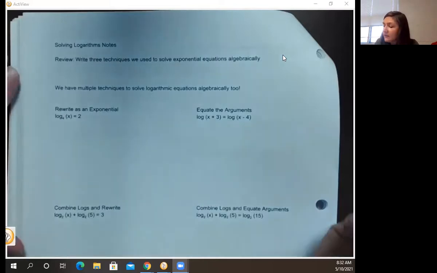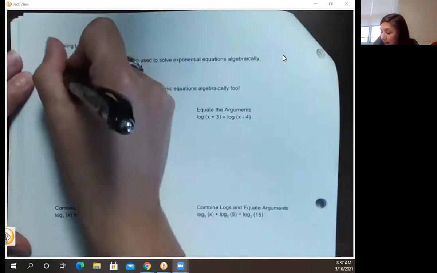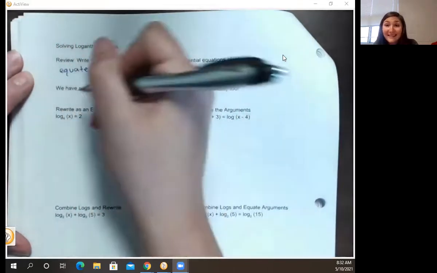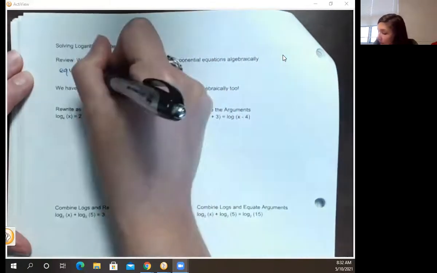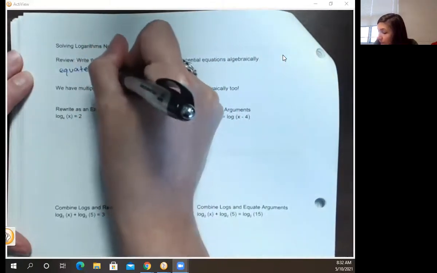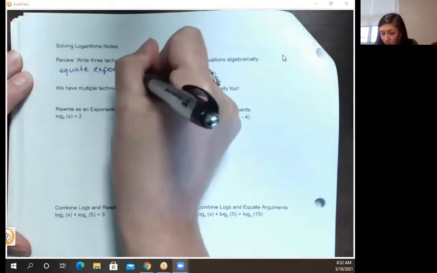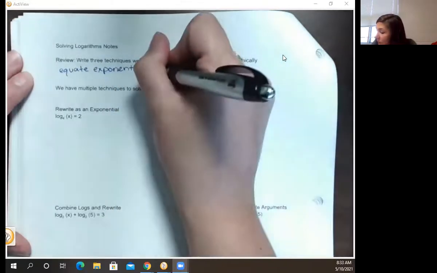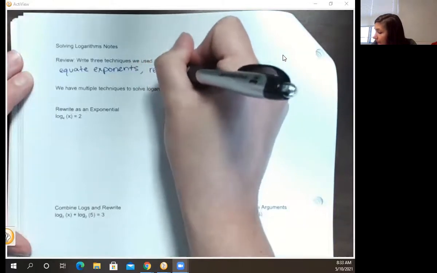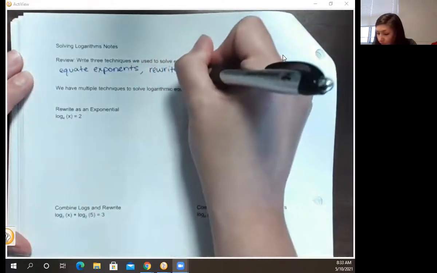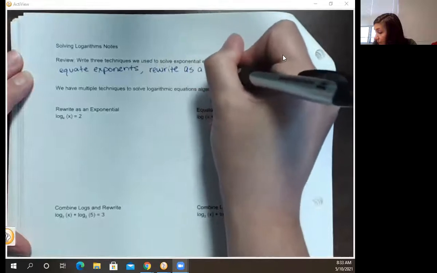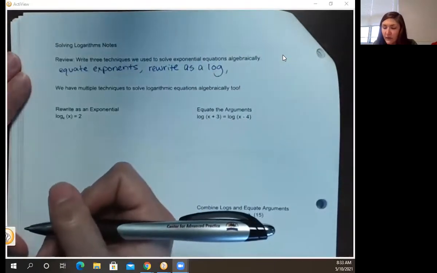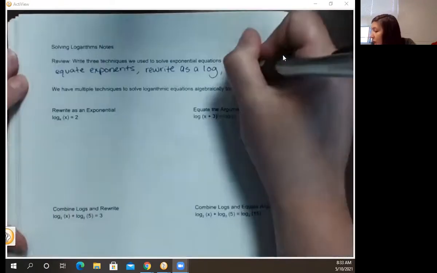Remember when we looked at how to solve exponential functions, one option was to equate the exponents. So if we had the same base, we could set the exponents equal. We could also rewrite our exponential function as a log. Or we could take a log of both sides, and we looked at taking a common log and a natural log.